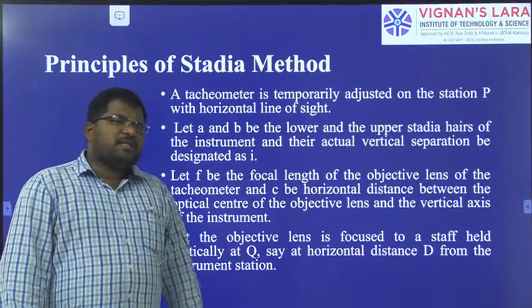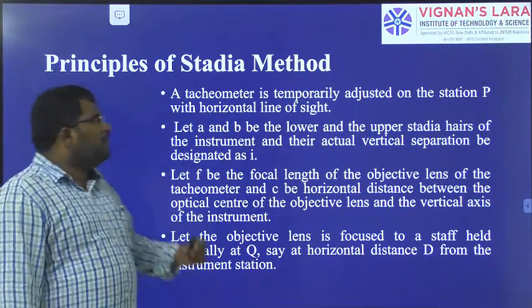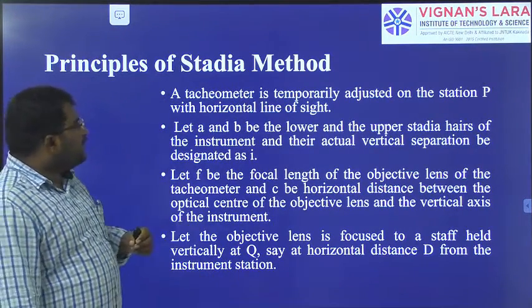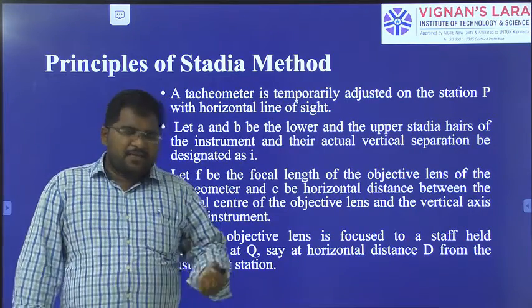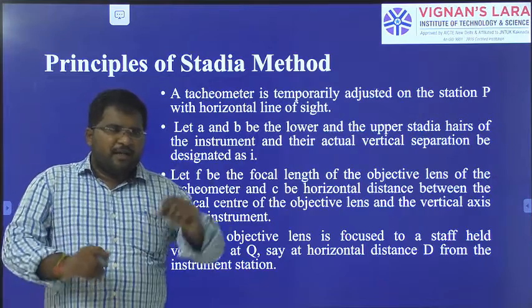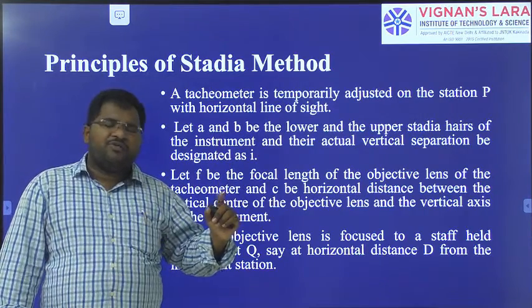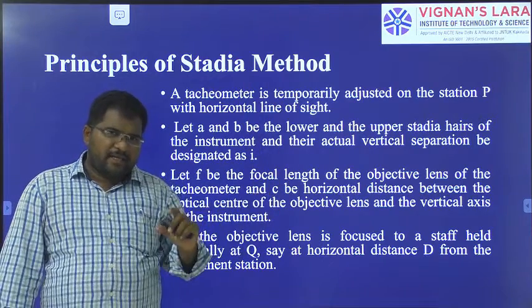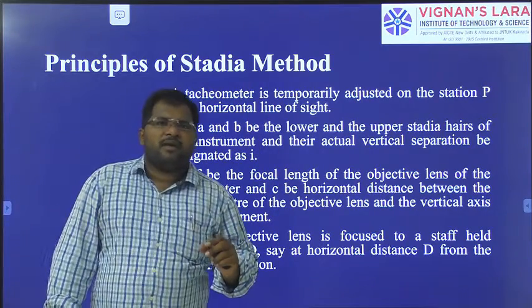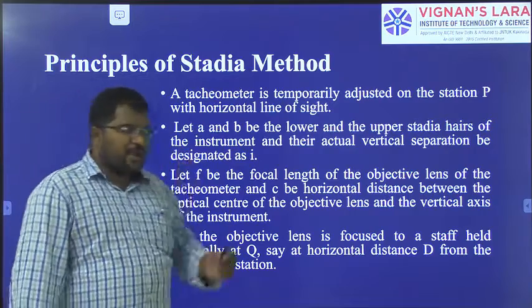Students, in the previous class we saw what is meant by tacheometry. Tacheometry is the branch of surveying where we take angles only and find out the horizontal distance as well as the vertical heights. The instrument used in tacheometry is called a tacheometer.